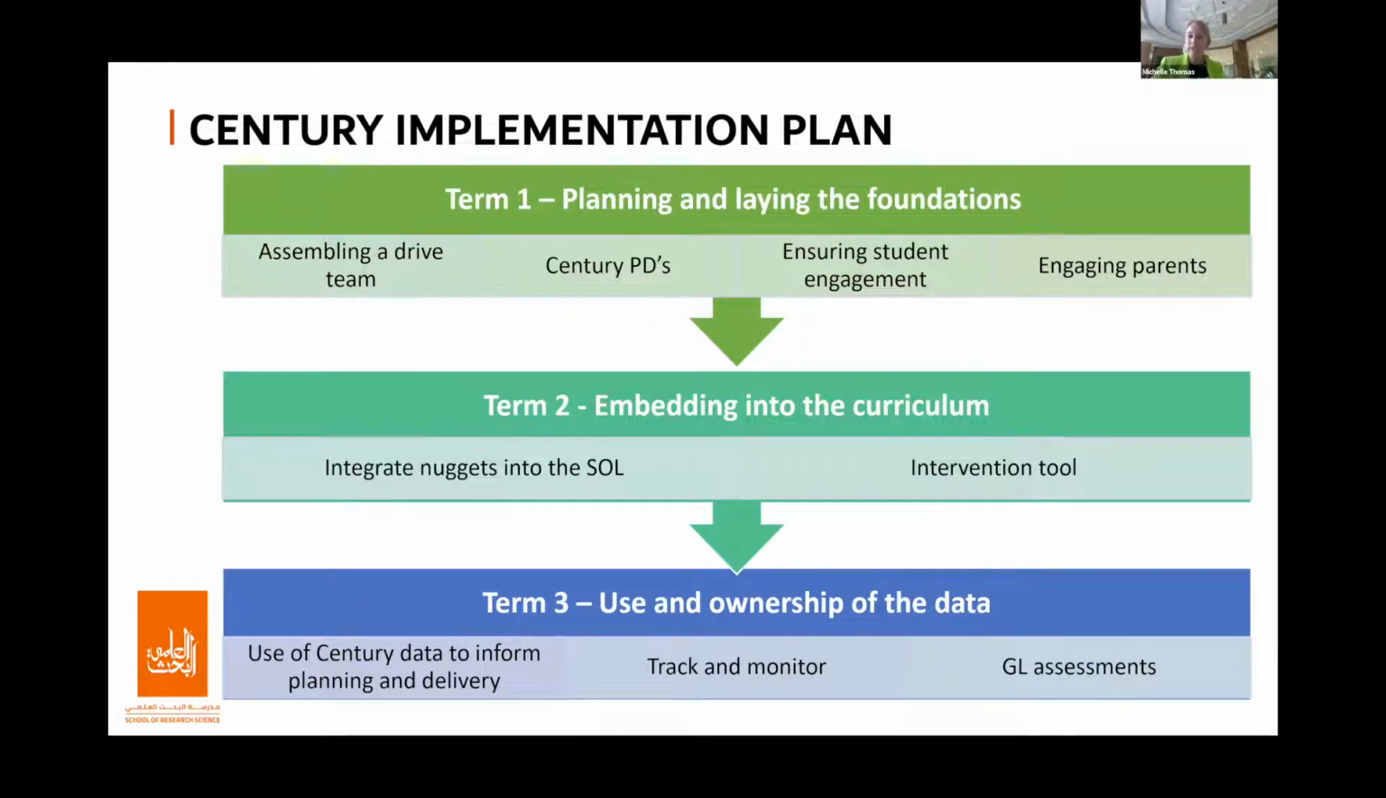Term two for us was all about taking it into the curriculum. So looking at those nuggets, integrating it into schemes of learning. So it was part of the learning. And Adele will show you how that worked in science.